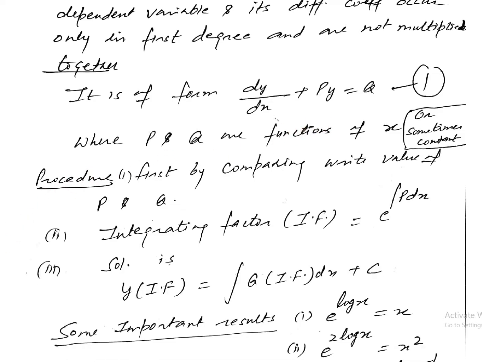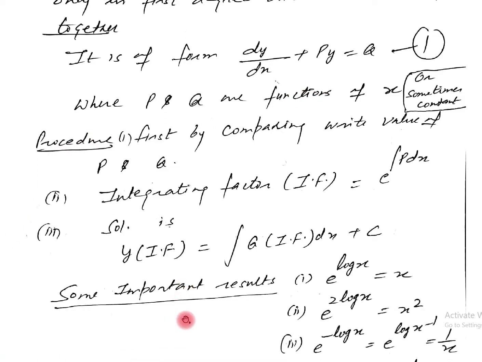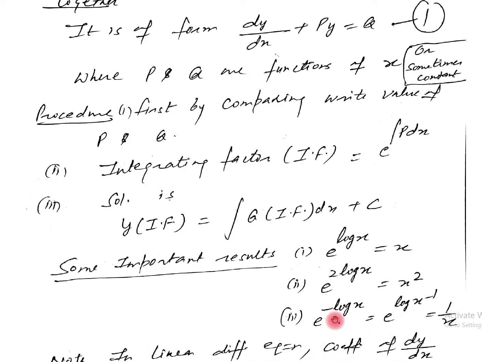Now let us see some important results that we have to use in this. e raised to power log x equals x, and e raised to power 2 log x is equal to e raised to power log x square, which is equal to x square. Similarly, e raised to power minus log x can be written as e raised to power log x raised to power minus 1, which is equal to 1 upon x, because e and log are reciprocal functions, they will cancel each other.